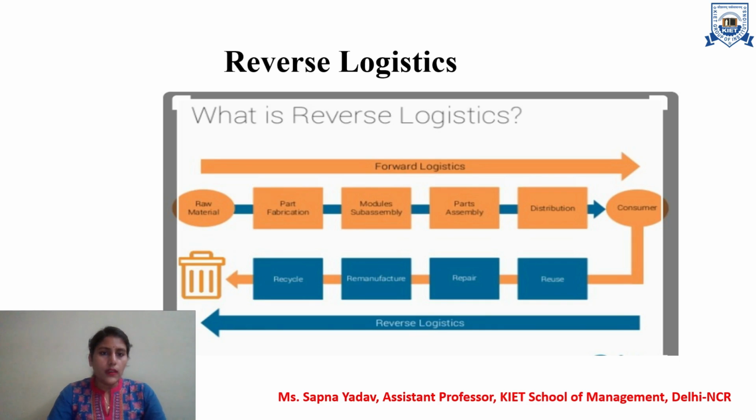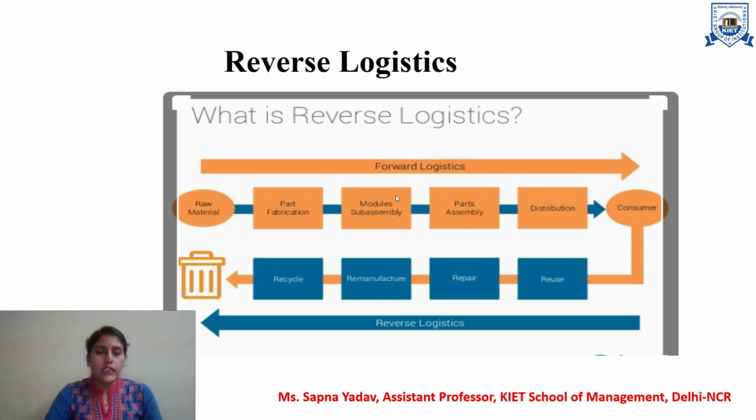Now let's discuss how reverse logistics works. This represents the forward logistics, that means raw material is moved from this point to this point: part fabrication, sub assembly, part assembly and the distribution. And reverse logistics starts from the customer and ends at this recycle bin. That means the customer makes an order for reuse, repair, remanufacture and recycle. These blue boxes represent the operational activities of reverse logistics.